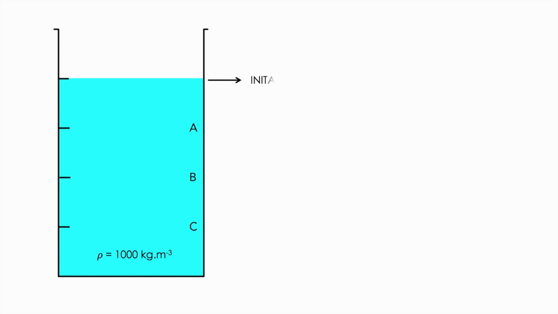Now from this initial level of water, the points A, B and C are at a depth of 1 meter, 2 meters and 3 meters respectively. Assuming that the acceleration due to gravity is 10 meters per second square, the pressure at A would be 10,000 pascals, the pressure at B would be 20,000 pascals, and the pressure at C would be 30,000 pascals.